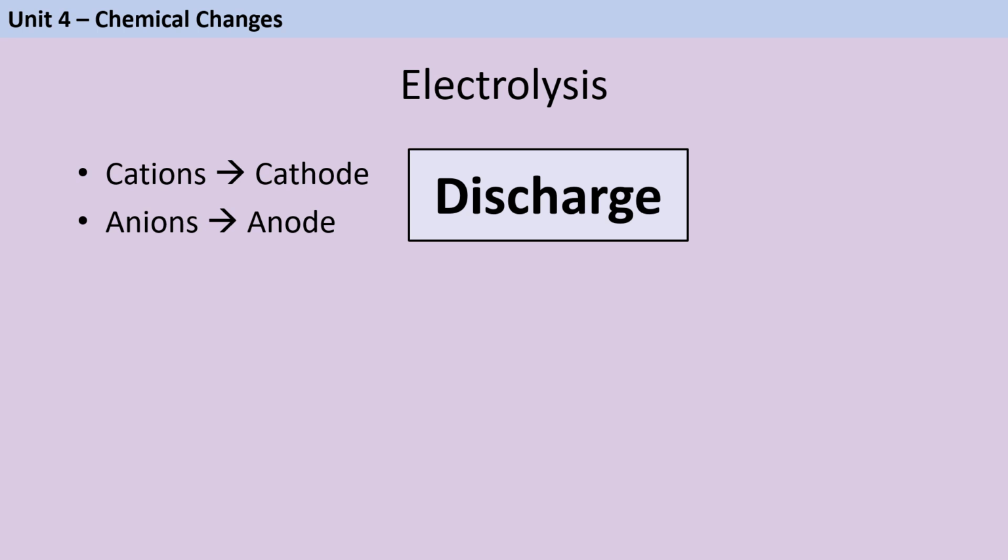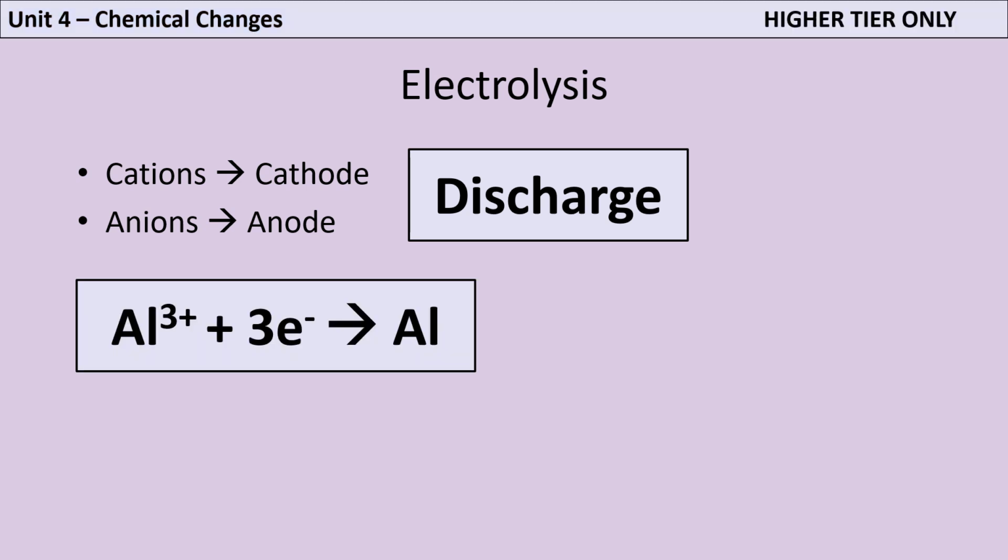When the ions reach the electrode, electron transfer takes place and the ions are discharged. So that means they stop being charged and are turned back into atoms that are neutral. If you're taking the higher tier exams, then you should be able to express these changes using half equations. So here an aluminium 3+ ion gains 3 electrons to turn it back into aluminium atoms.